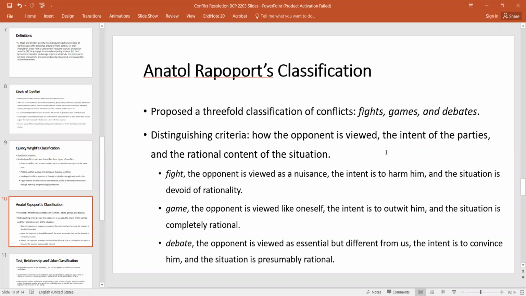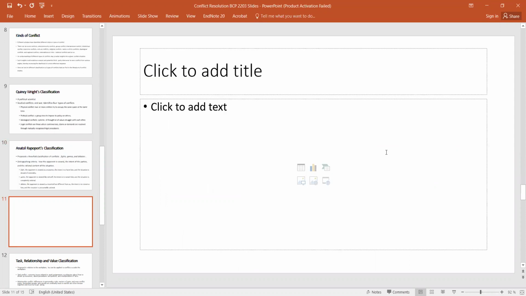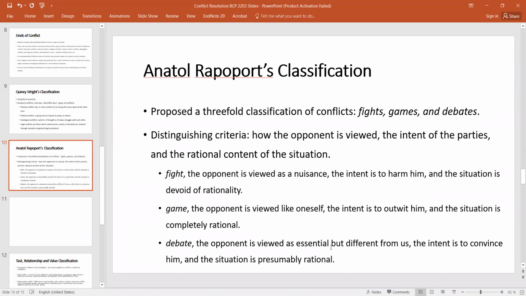And we presume that the situation is rational. Why is Rapoport bringing in the word presumably? We want to think, and the truth is it's not always the case, that when people are debating, they have researched, they have understood what they are trying to bring across, and they have thought about it, and it is a rational process.